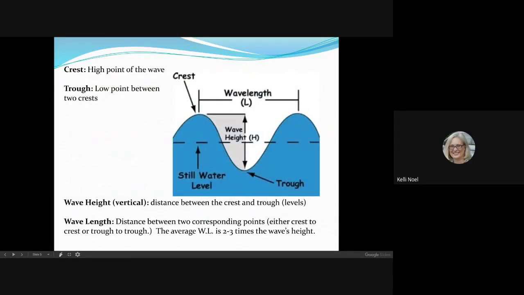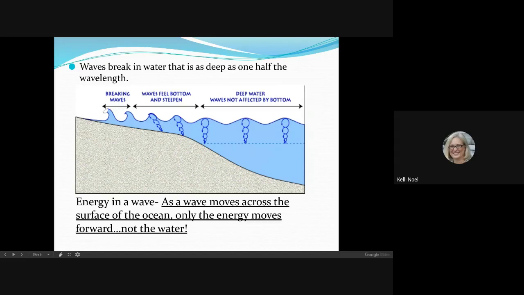So if we go to wave terminology, you have the crest of the wave, which is the highest point. You have the trough, which is the lowest point. Wave height is the vertical distance from trough to crest. And wave length is the distance from one crest to the next. So the wave length is usually 2 to 3 times the wave height. You need to be familiar with some of these terms here. Waves break in water that is as deep as 1/2 the wave length.